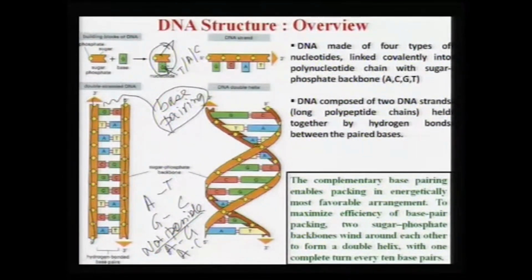The second thing is that this is known as the individual strand. So, this is one strand and this is the second strand. This is strand number 1, S1, and this is strand number 2, S2. This backbone in biological terminology is known as the strand. That is why it has been written that DNA is composed of 2 DNA strands, long polypeptide chains, and in between these 2 strands you have the base pairing, AT and GC, AT and GC.